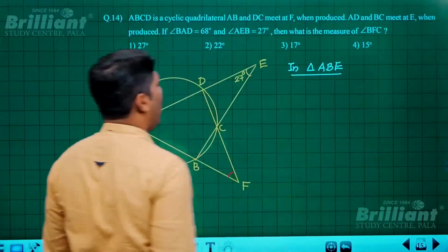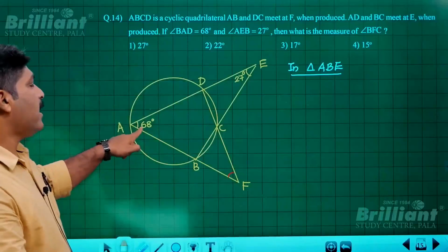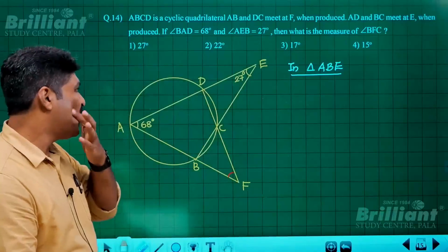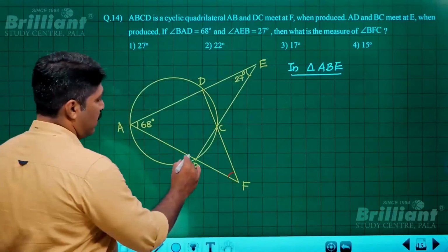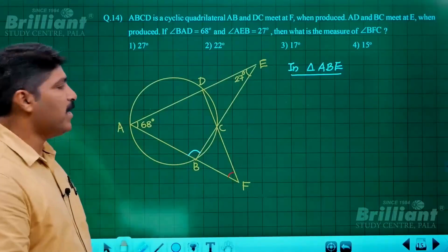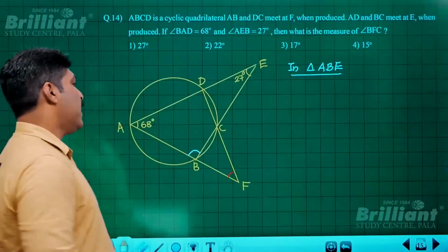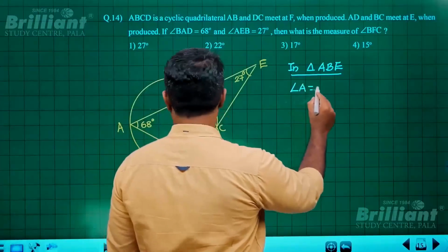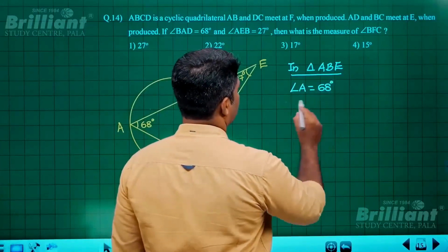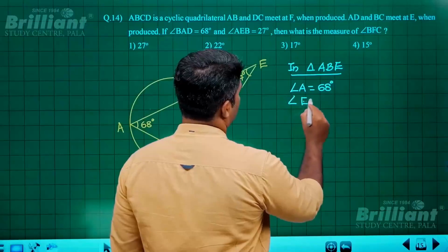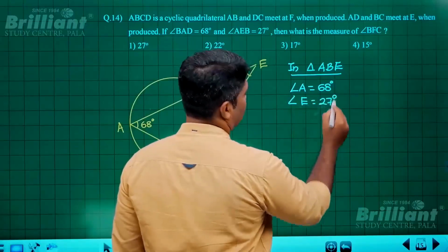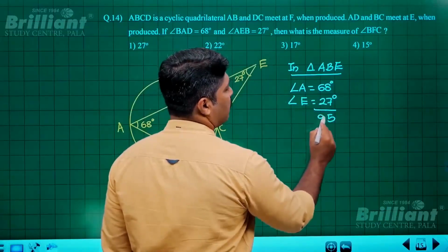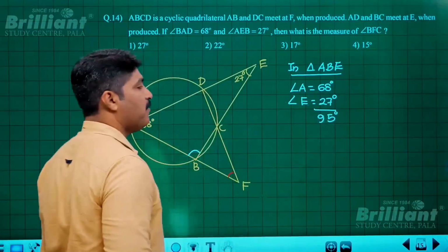In triangle ABE, it is known that this angle A equal to 68 degree, this angle E equal to 27 degree. Therefore, what is angle B? So we can find out the angle B here. Got it? So what is the angle B here? Therefore, in triangle ABE, angle A equal to 68 degree, it is given. Angle E equal to 27 degree, that is also given. So what is the sum of these two angles? That's equal to 95 degree. Got it? That is 95 degree.